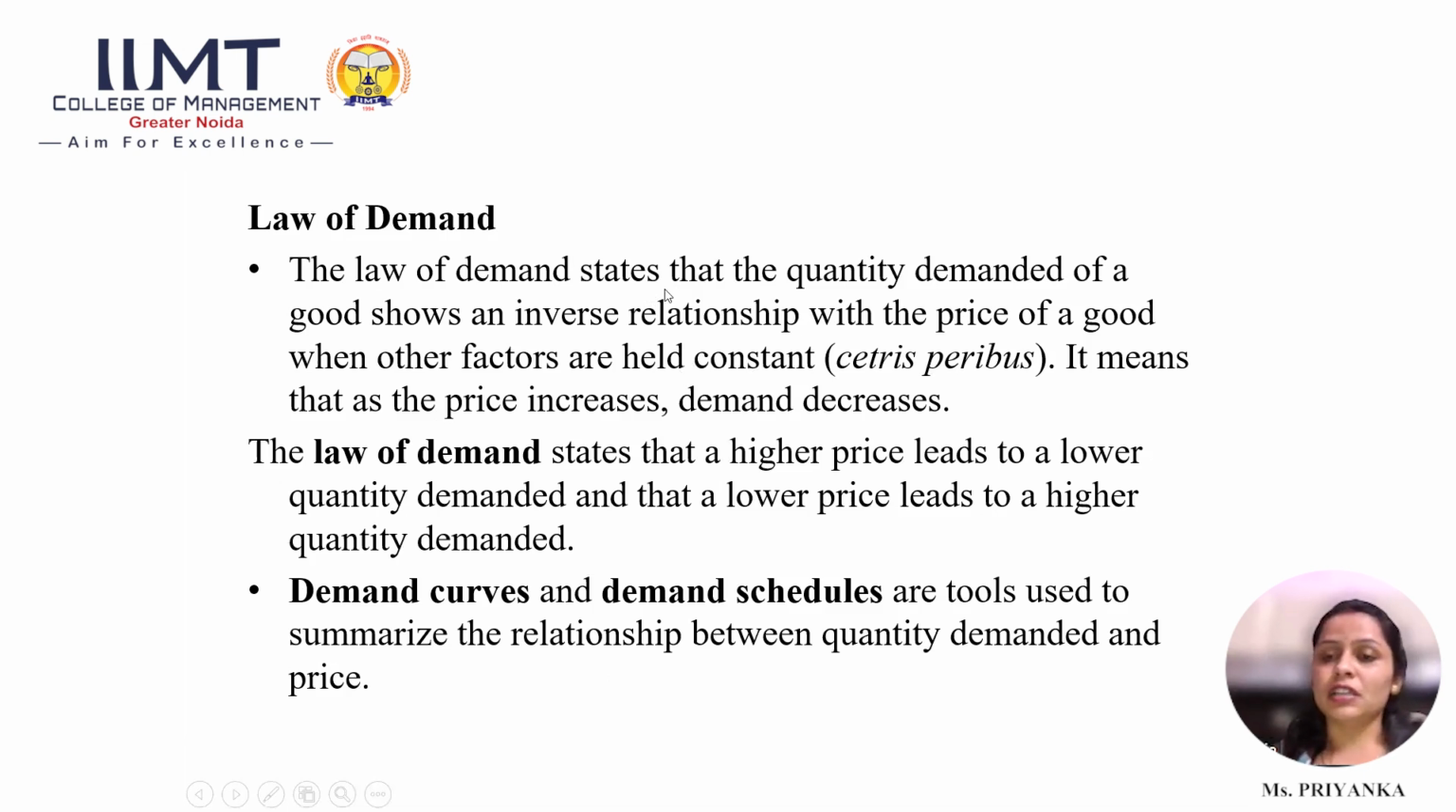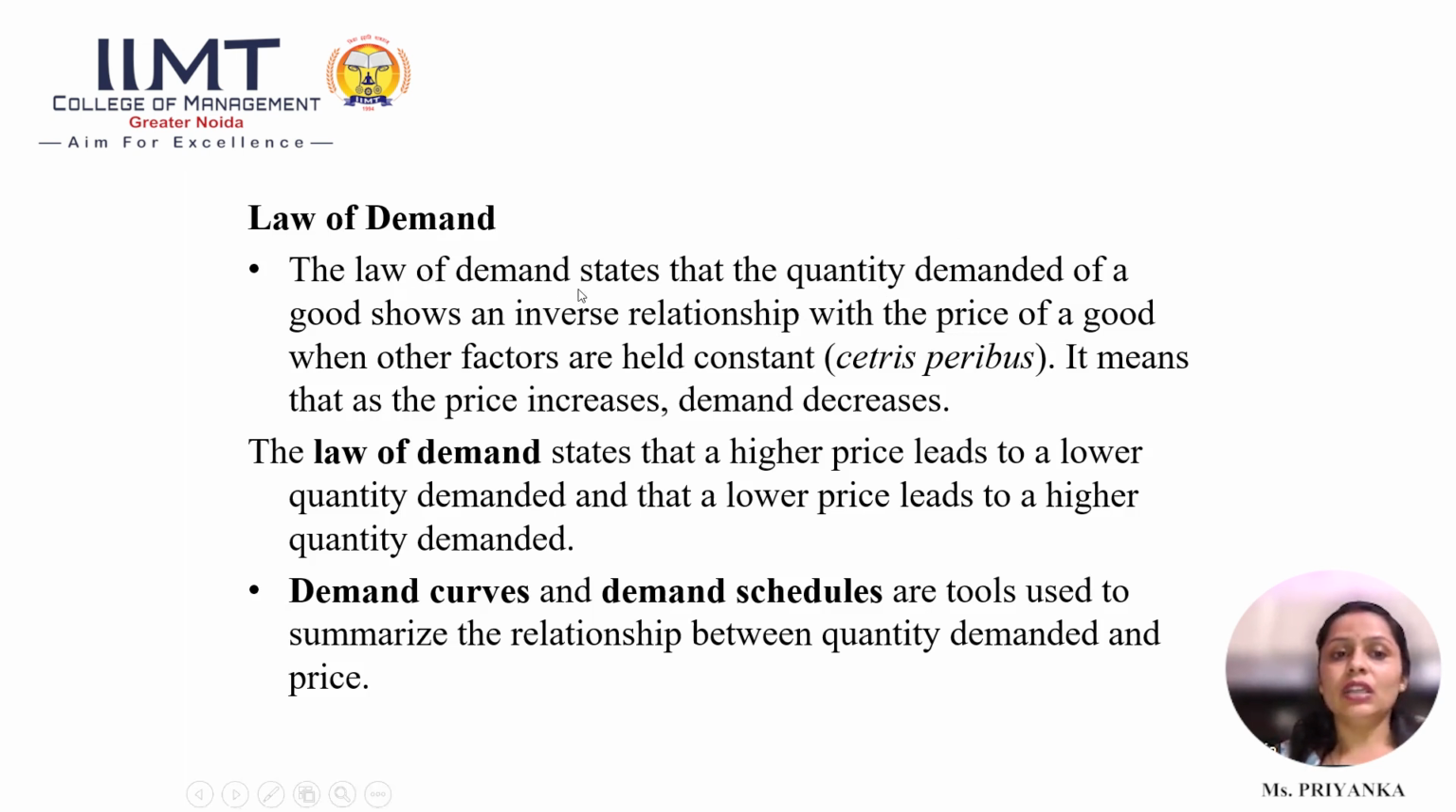When the other factors that we discussed previously remain constant, what are the factors? The income level of the consumers, the tastes and preferences of the consumers, the future expectations of the consumers, and the cross products demand. If all these factors are constant, we only consider the price of goods. So by the changes in the price of goods, the quantity demanded changes. It is called the law of demand.